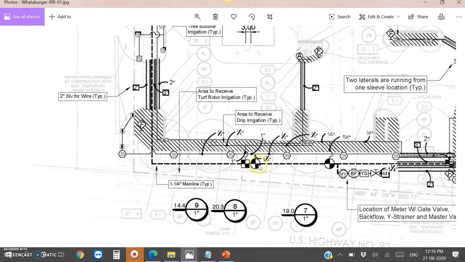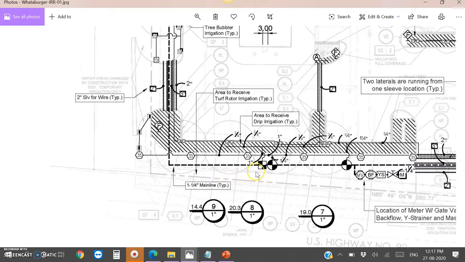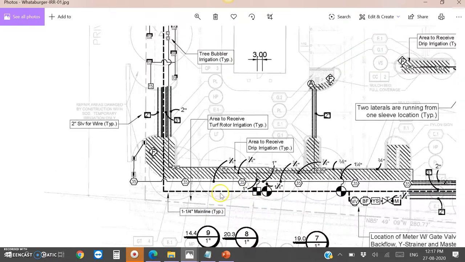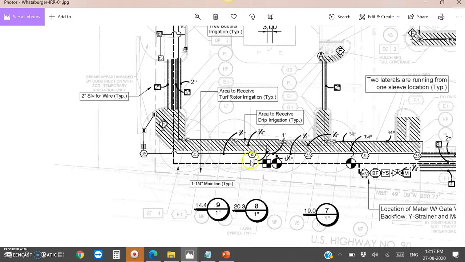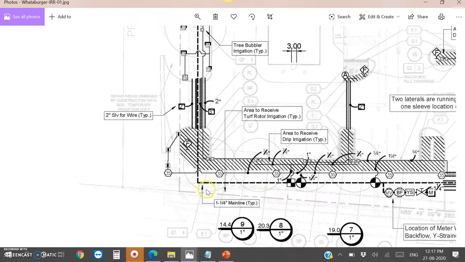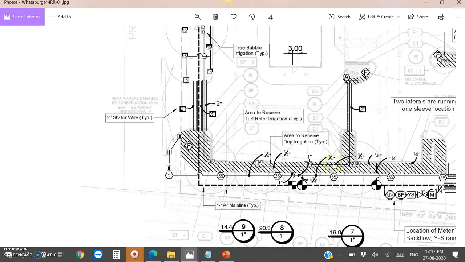And one more thing is, we have used this zone for the rotors. We need to connect rotors and rotary heads in a separate zone. As I said, you see here we have connected rotary heads and rotors in a separate zone. And one more thing, we have used a drip assembly for this area. We have used a 14.4 GPM drip assembly here, and we have used this zone for drip assembly in this area.